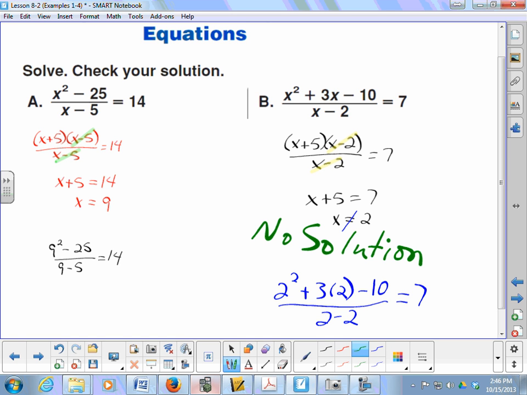So it's very easy to check whether you're going to have that situation or not. Just look at your answer. If that number is going to cause the denominator to be 0, you know right away there's going to be no solution. If your answer causes the denominator to be equal to 0, you know that it can't work, there's no solution there.